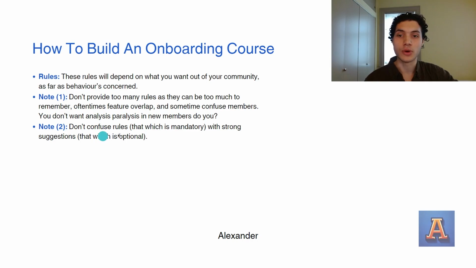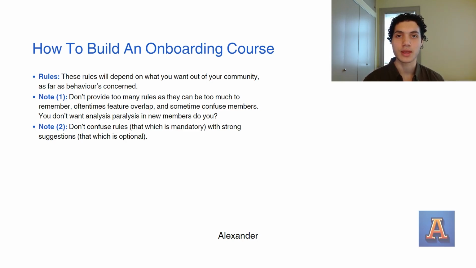And note number two is don't confuse rules, that which is mandatory, with strong recommendations, that which is optional. And a good way of viewing this is sometimes communities will have a bunch of rules. They'll have like dozens of rules, and they oftentimes overlap and they're confusing. And most of those rules are just strong recommendations anyways. So the test that I use to differentiate between what a rule is and what a strong recommendation is: if a member breaches a rule, you will ban them, right? But if a member breaches a strong recommendation, well, you wouldn't ban them.